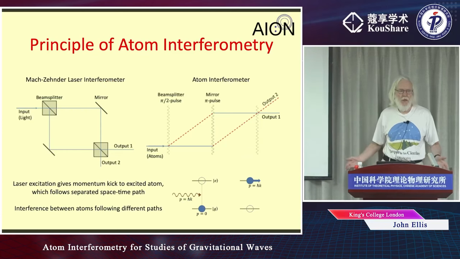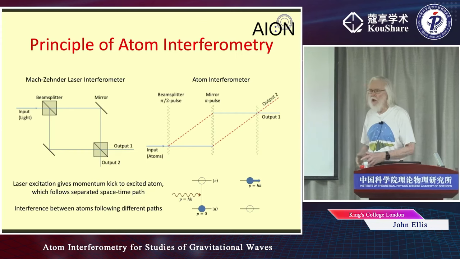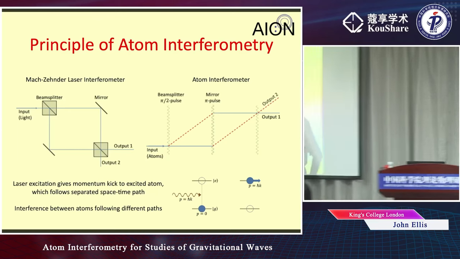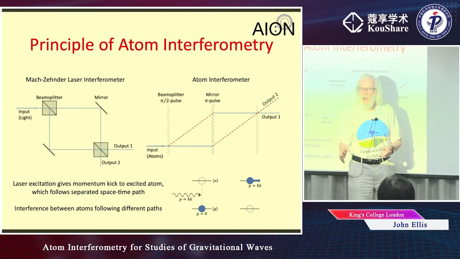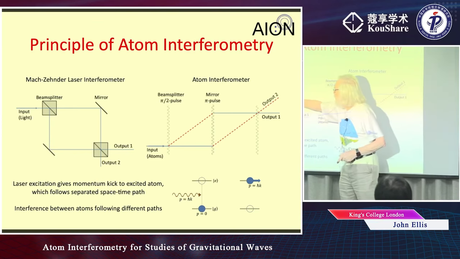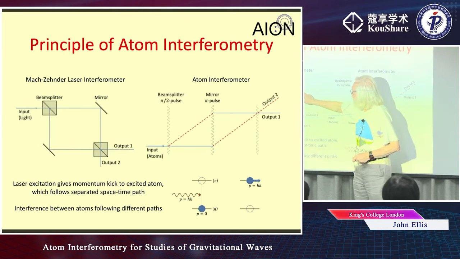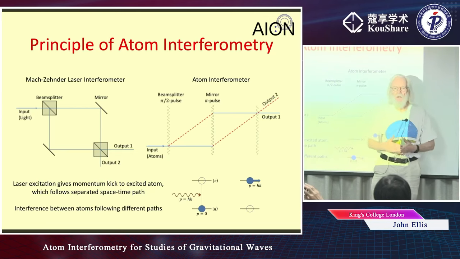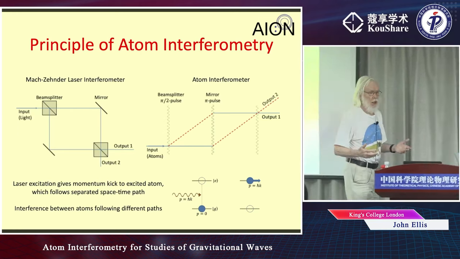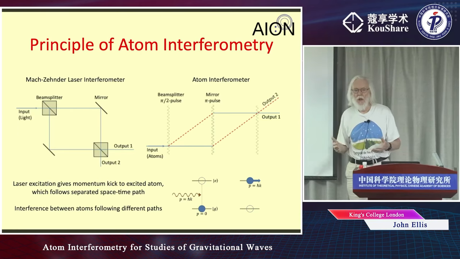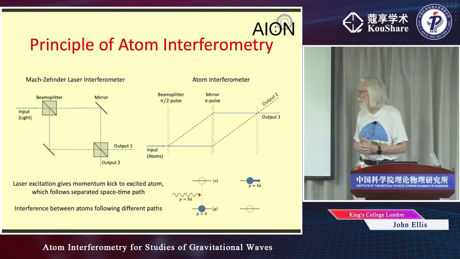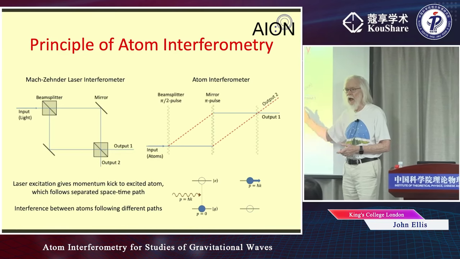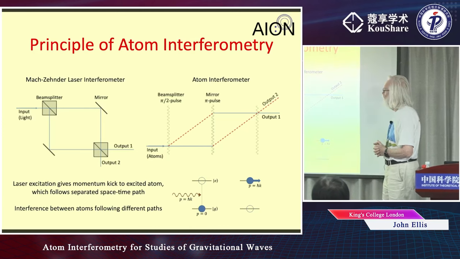Okay, so what is atom interferometry? You're all familiar with the principle of laser interferometry. You start off with an input laser beam, you split it, and the two parts of the beam follow different trajectories, then are reflected so they come back together again, and then you compare the overlap of the two beams. You see shifts, which could be due to the passage of a gravitational wave, for example. That's the basic principle on which LIGO, Virgo, KAGRA, LISA, TIAGI all work.